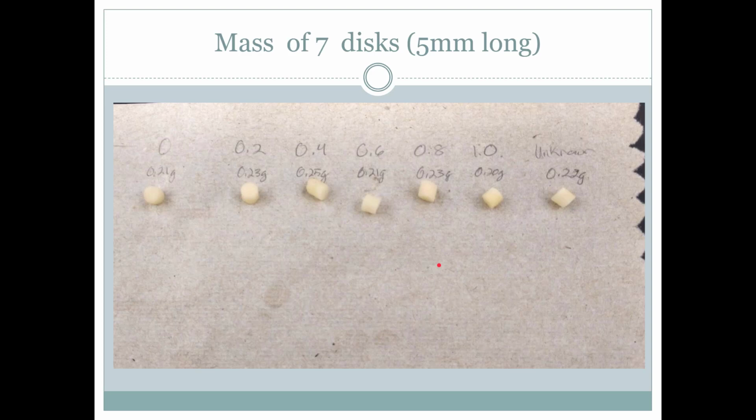You would also make 7 potato discs that are 5 millimeters long. You'd cut these potato discs, take their mass, and write down their mass, like you see here: 23 grams, 21, 23, 20, 22. Then above them, you would write which of the solutions you've made they're going to go into: your 0, 0.2 molar, 0.4, 0.6, all the way up to 1 molar. There's an extra one because you would also be given a beaker of solution labeled unknown sucrose concentration, a concentration that you do not know.